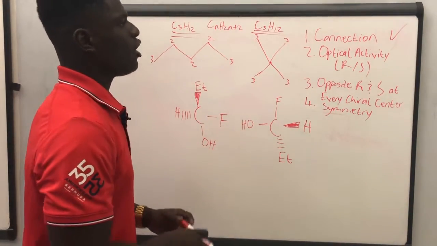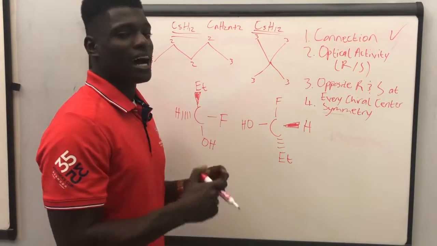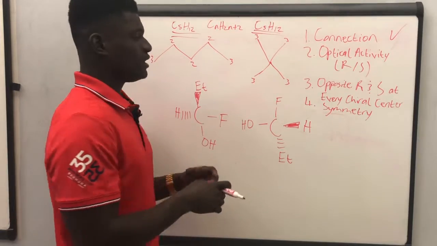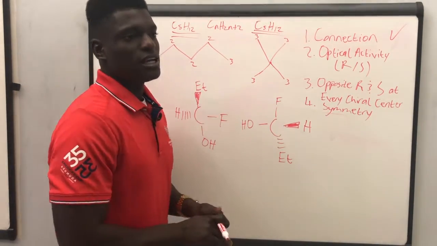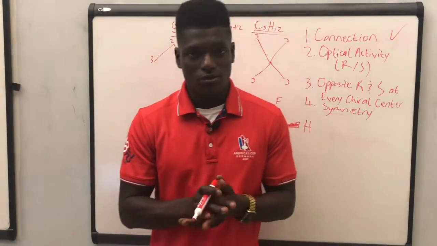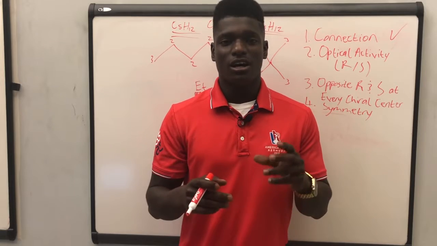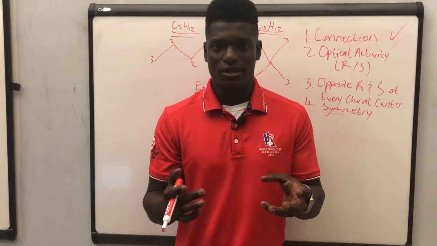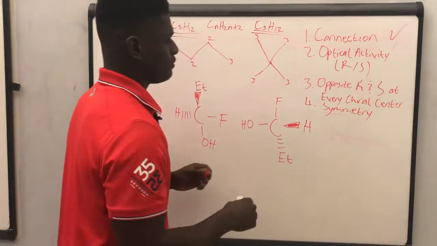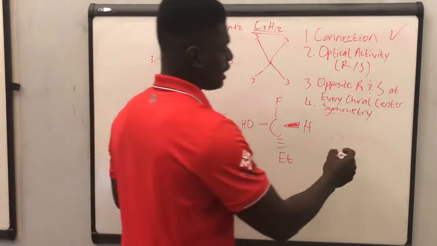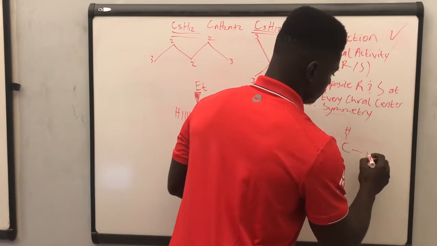Next, let's look at R and S, right? To determine R and S, we're going to look at the highest priority off of the chiral center. Now, before we go over R and S, a quick recap for those that don't remember: chirality essentially means you have a stereocenter, or a carbon with 4 different functional groups around it, right? So an example of a molecule that would not be considered chiral would be this.